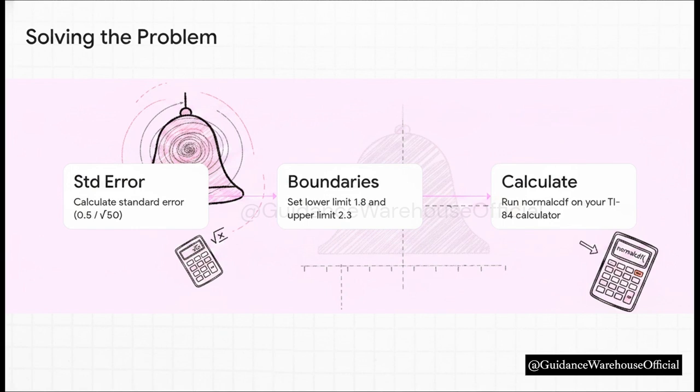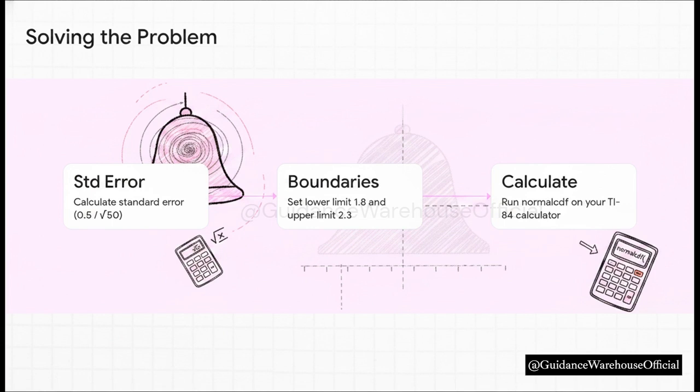Step 1, calculate our standard error. We take our original standard deviation of 0.5 and divide it by the square root of our sample size, 50. Step 2, establish those boundaries. Our lower limit is 1.8 and our upper limit is 2.3. Step 3, we use the normal CDF function on a TI-84 calculator.